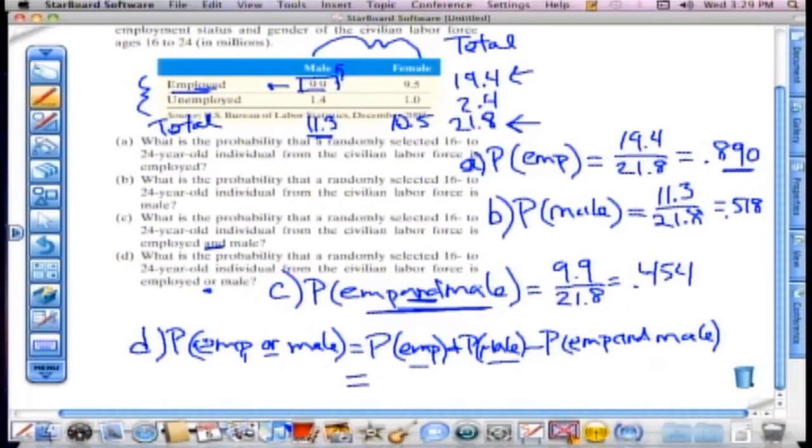Okay, so the probability that they're employed, that would be everybody that is employed, whether they are male or female. So that would be the 19.4 over the 21.8 plus the probability that they're male. So that would be the total males, whether or not they are employed, over the 21.8 total.